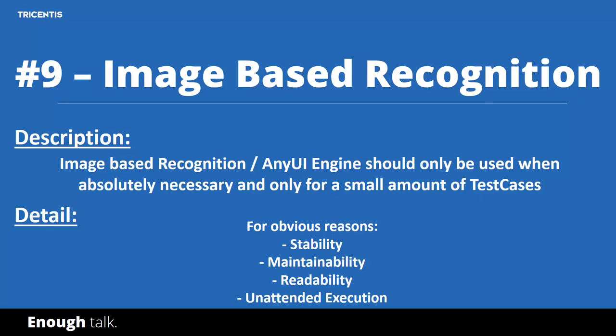The readability is not that easy because you have different control types and so on. And for unattended execution, if you have a locked screen, the controls will not be rendered by Windows, those pictures, and then it could be an issue automating them. So this is why you should use any UI engine or image-based recognition only in rare instances, for example, to do certain preparation work that would be a high effort to customize or to automate, but not as a general way of automating your test cases. Tosca gives you much more and advanced features for automation.